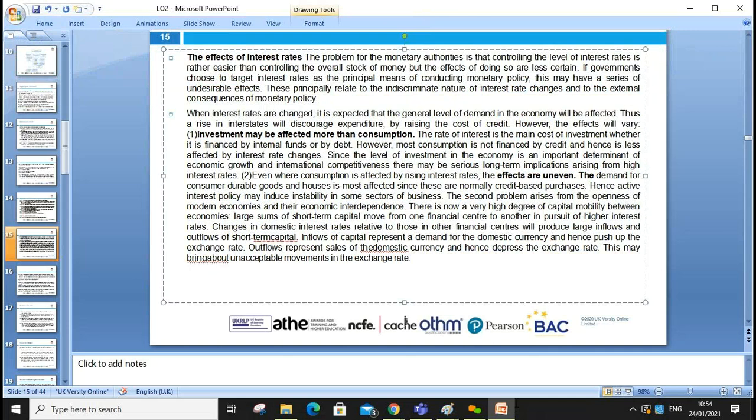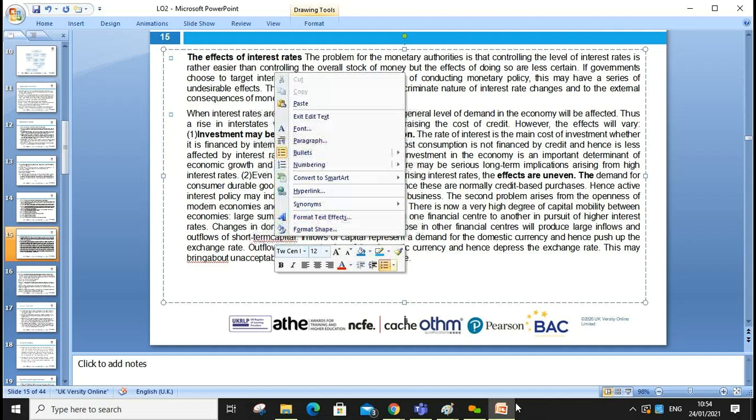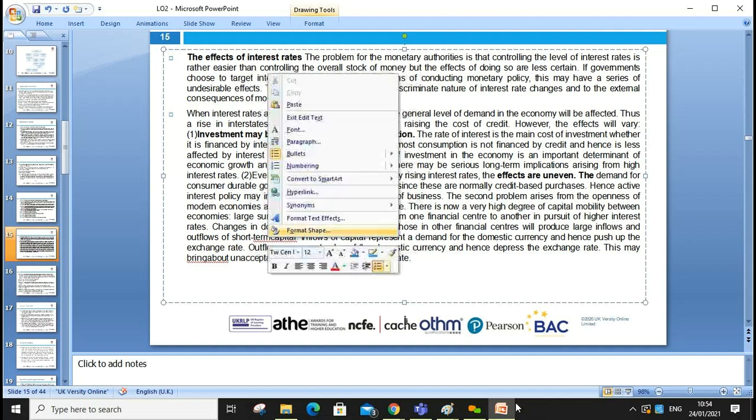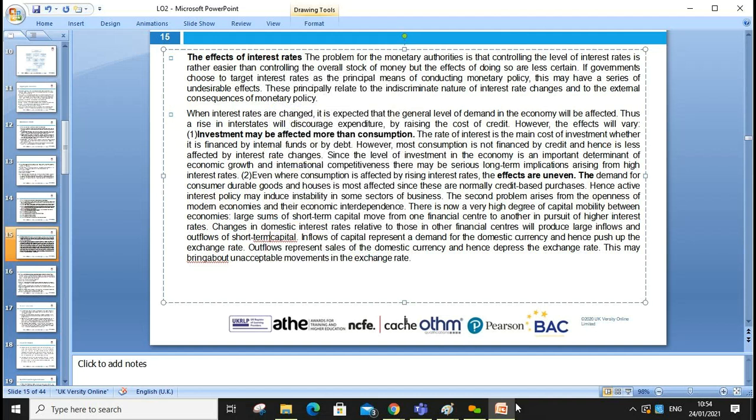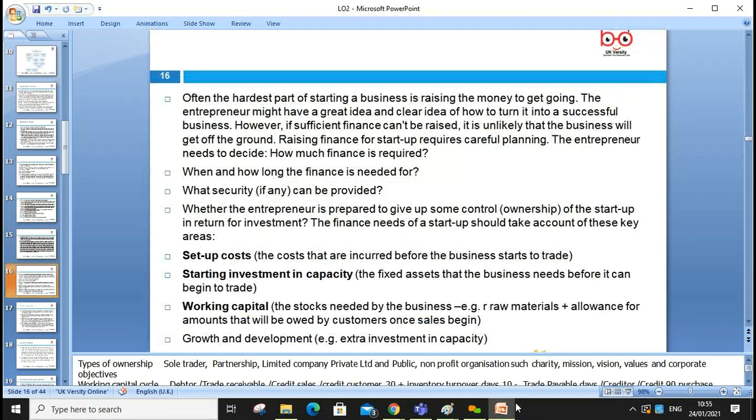Any questions, anyone? Did we get the purpose of monetary policy? Okay, any questions if you have, please? Okay, so we need to make sure we go through these.